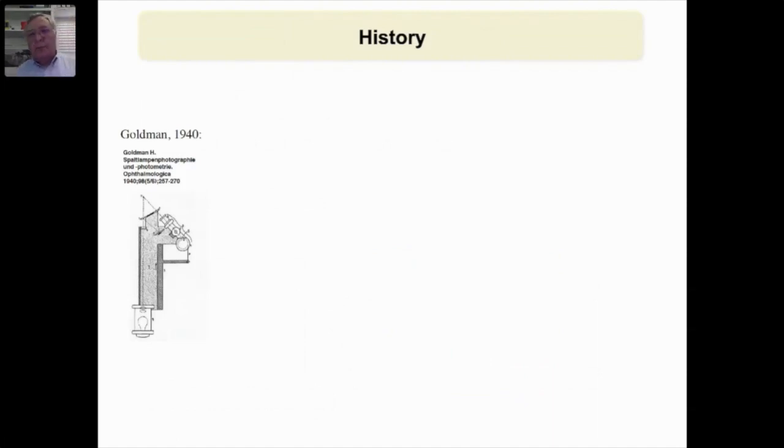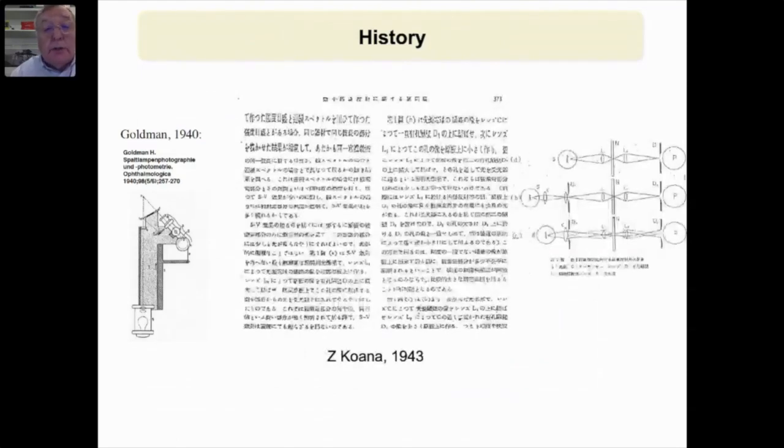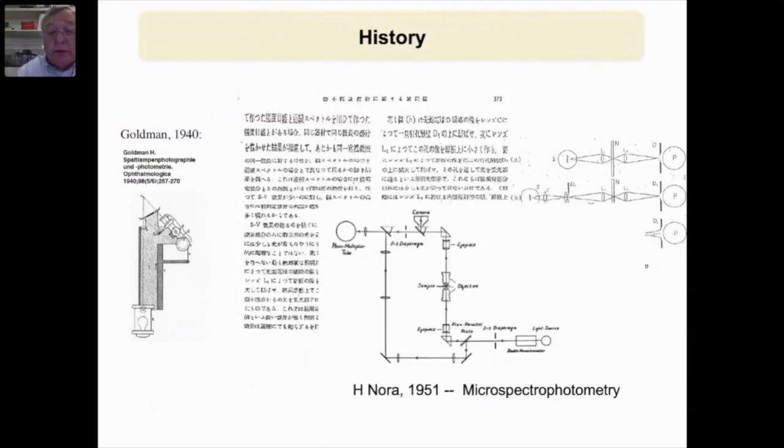I know some people have asked about the history of confocal, and I haven't done an exhaustive search, but the first reference I could find was to a paper in 1940 in German in an ophthalmology magazine. Then came a paper in Japanese, which I haven't read for the obvious reason I don't speak Japanese, in 1943. And if you look at the optical layout on the right-hand side, you can sort of see the confocal pinholes. From the same Japanese group in 1951 comes this instrument here.